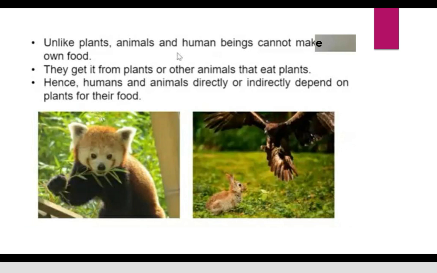As an example, in the first picture there is an animal eating a plant directly. In the other picture, here is grass, and the rabbit eats the grass. Then the eagle eats the rabbit. It means the grass which was eaten by the rabbit also goes into the eagle. Yes, this was all about both pictures. Now let's move forward.